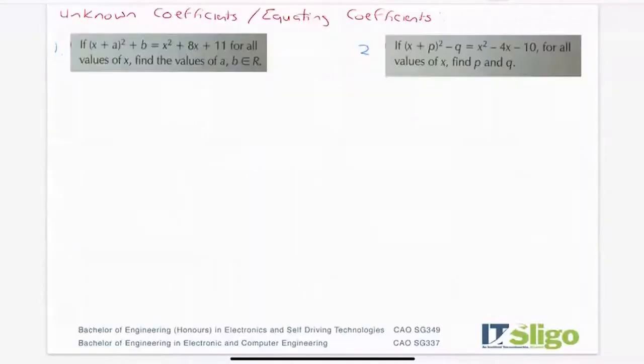Okay, so unknown coefficients, or I would generally refer to it as equating coefficients. It's a handy old way of figuring out or solving certain parts of quadratics if you have one of the factors or something similar. So question 1 asks: if (x plus a) squared plus b equals x squared plus 8x plus 11 for all values of x, find the values of a, b, elements of R.